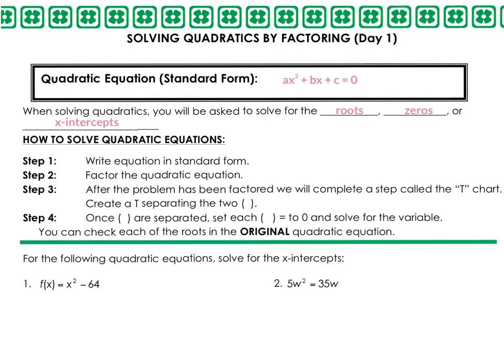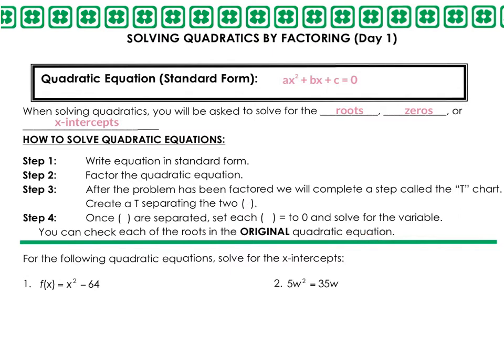So how do we solve quadratic equations? The first step is to get the equation into standard form, which means that everything is on one side and the 0 is on the other. Then we'll factor the quadratic equation just like we did in the previous unit. After the problem has been factored, we will complete a step called a t-chart, creating a t that separates the two parentheses. Once the parentheses are separated, set each parenthesis to 0 and solve for the variable, and then you can check each of the roots in the original quadratic equation.